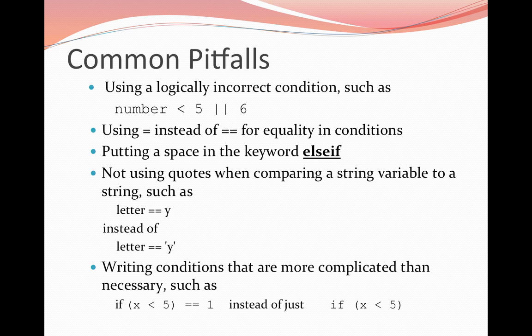Another thing is writing conditions that are more complicated than they need to be. It's not a mistake, but it's just more than you need. So for example, if you said if x less than 5 equals 1, instead of just if x less than 5. So x less than 5, that's going to be true or false. You don't need to say equals 1 if you want that expression to be true if x is less than 5.